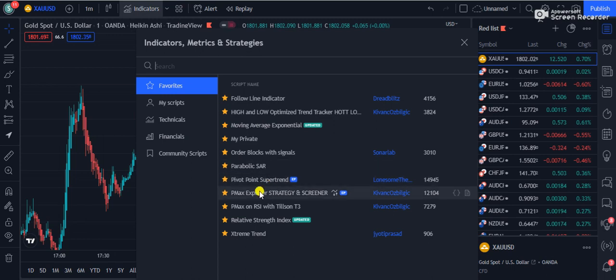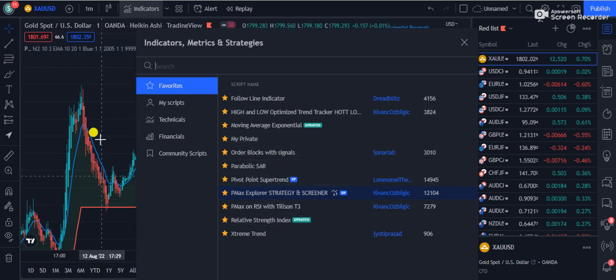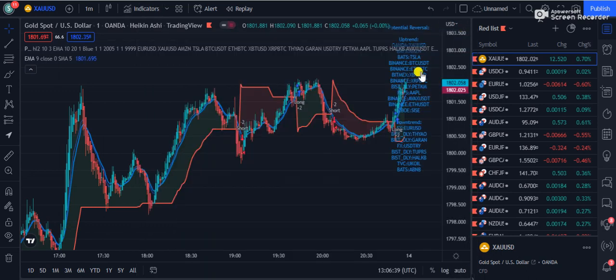Okay, now let's move towards the strategy. The strategy that we are using today is the PMAX Explorer strategy and screener, and you can see that it's highly used. That's why it has 12,104 favorites right now. The second indicator that we will be using, which is already attached on our chart, is the exponential moving average. This is without any author, so please make sure that you use the simple moving average.